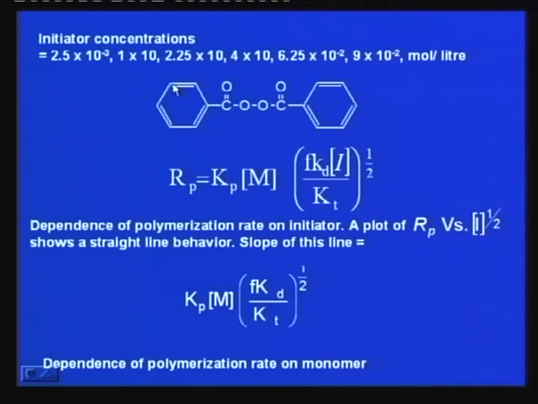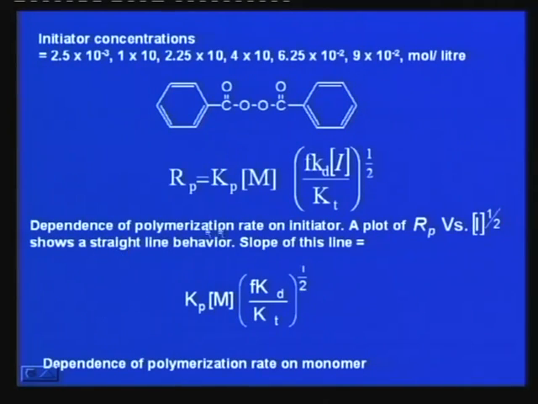Now, in order to evaluate the rate as well as other parameters, you select different concentrations of initiators, this is another concentration, this is another concentration, like this. This is benzoyl peroxide, it breaks over here, and ultimately carbon dioxide is released and some phenyl radical is produced. So, both this radical as well as this phenyl radical initiate the polymerization, and this is the overall rate of polymerization.